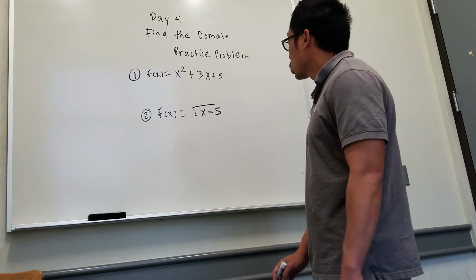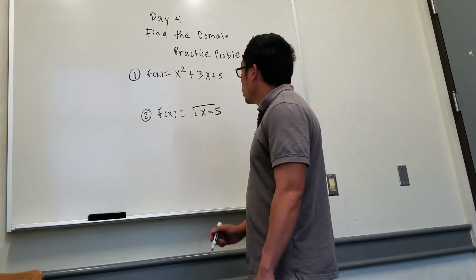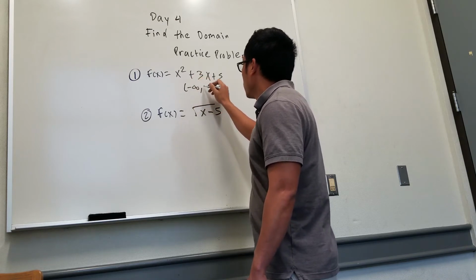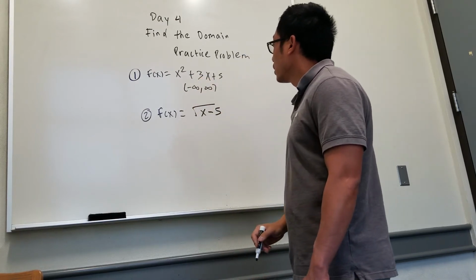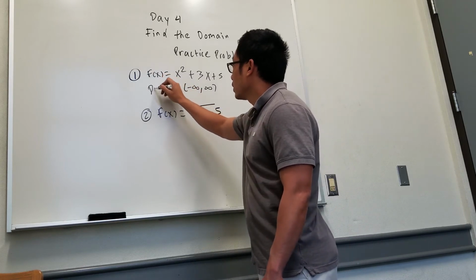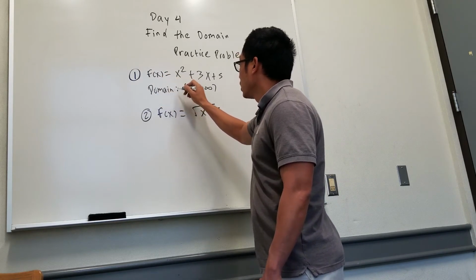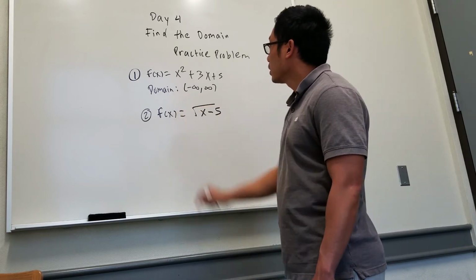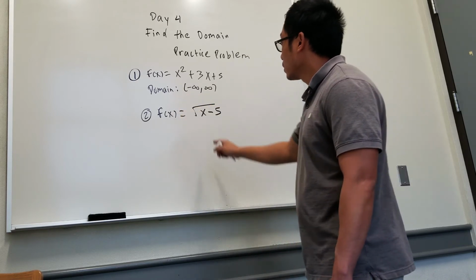Okay, let's do this. So the domain of this is a what? Polynomial, so this is all real numbers. That's the domain, right? So in your test, if you have a different question, you would write domain is that. I'm just gonna write here just to emphasize that that's what you're doing. Here, what is the domain of this one?